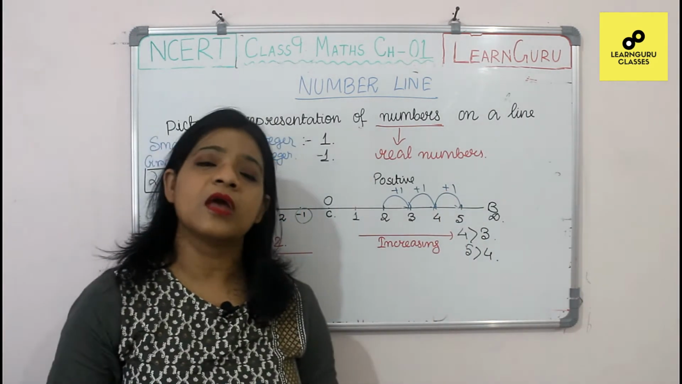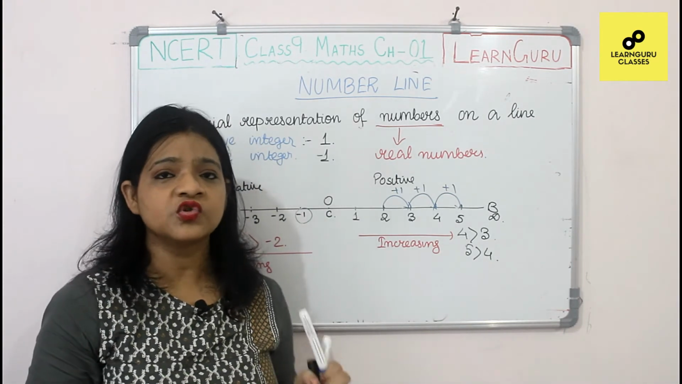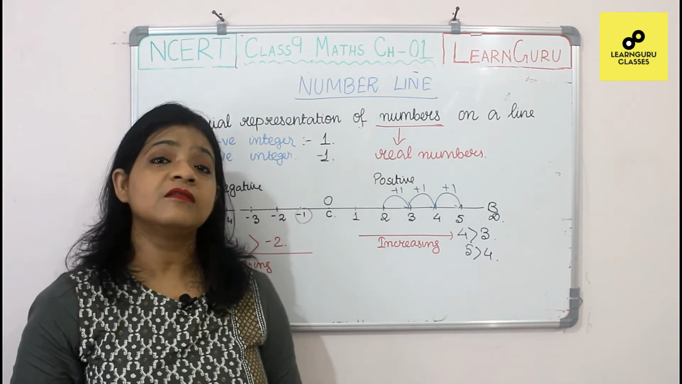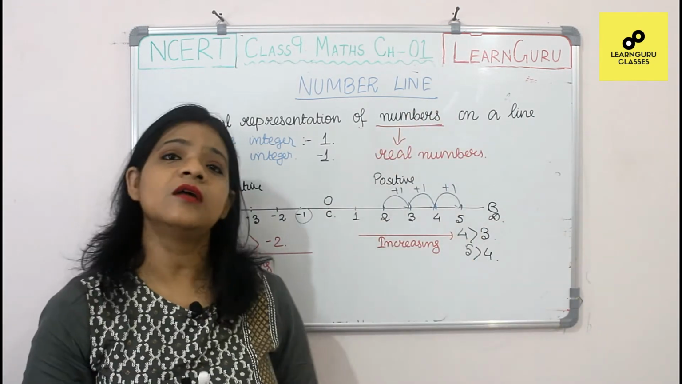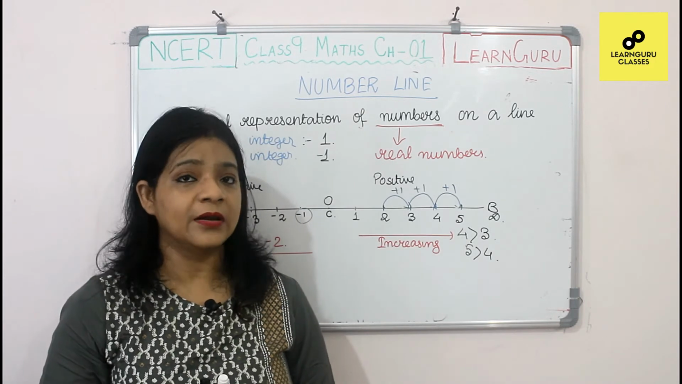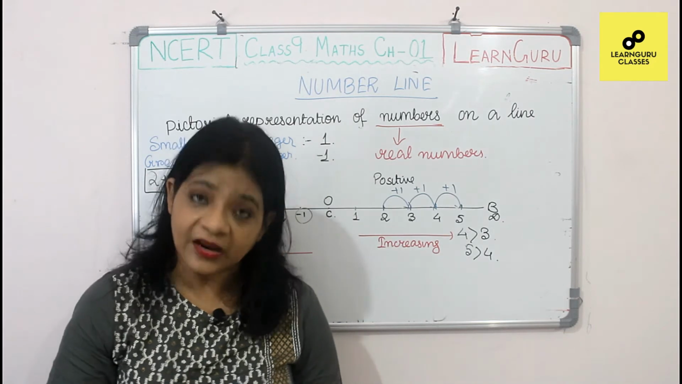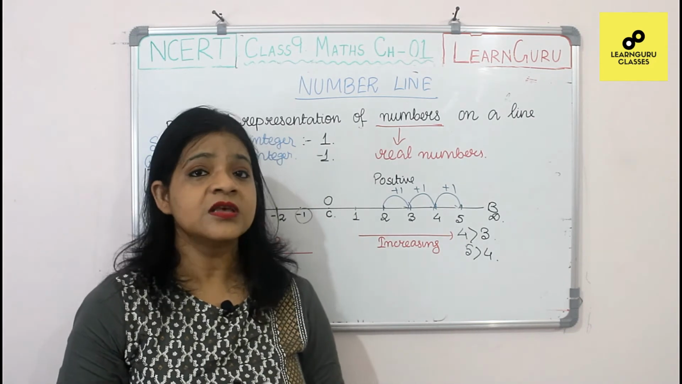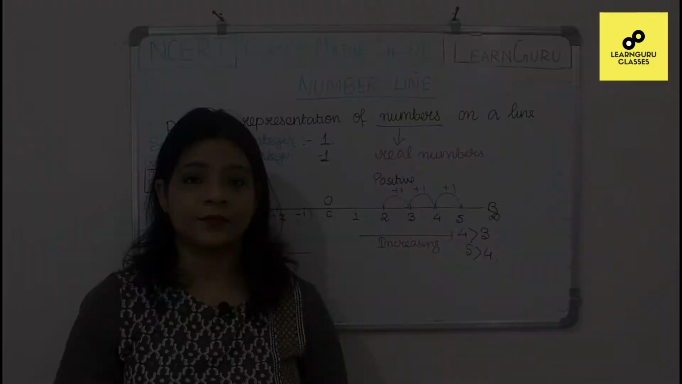In this way you can perform subtraction, multiplication, and division also, but I am not showing this. The main thing is that I have shown here only integers, how integers are represented on the number line. Next we will show how we can represent fractions and decimals on the number line. So let's have a look.